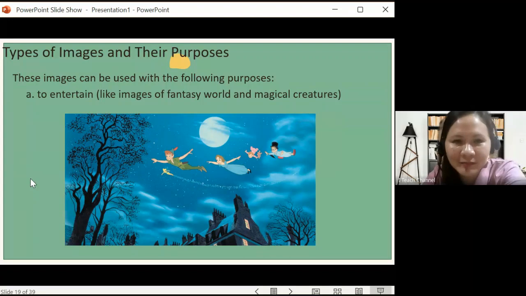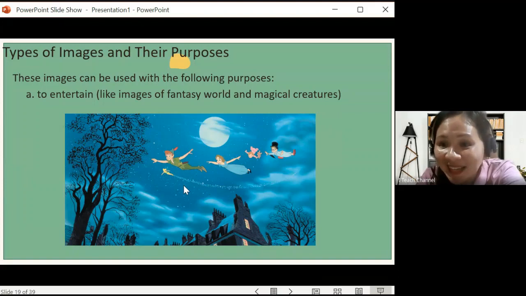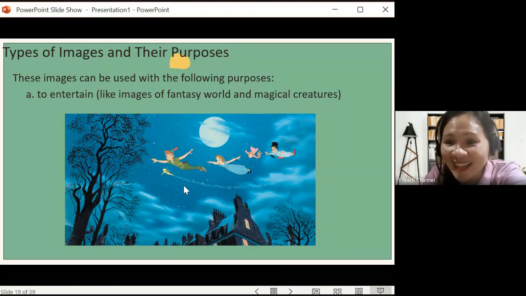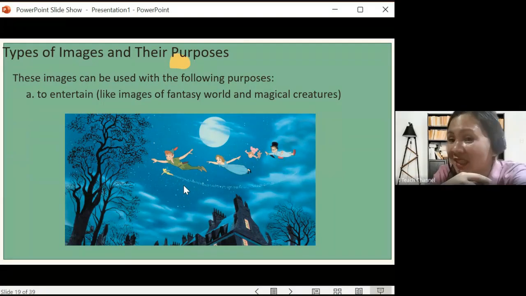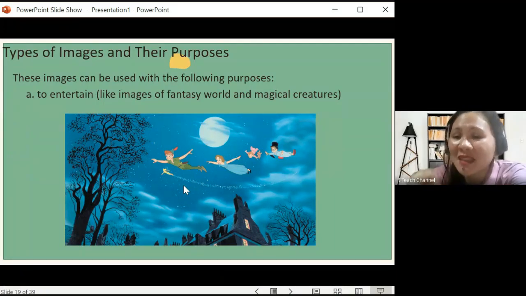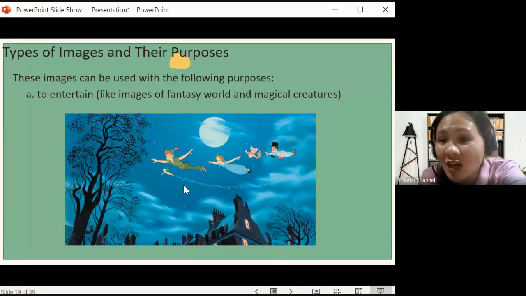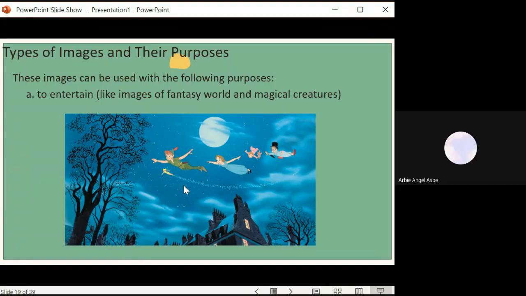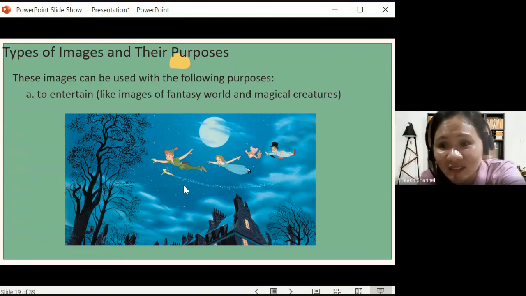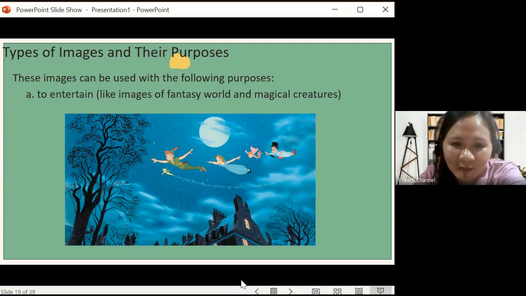To entertain, po. All right, to entertain. It's just the same with the fact image, right? A while ago, we had to entertain, but right now we also have to entertain. But this one is using a non-fact image. Take a look at that. Have you seen a person flying in the sky? No. So this is non-fact. And the non-fact is also used to entertain people. All right, next one.